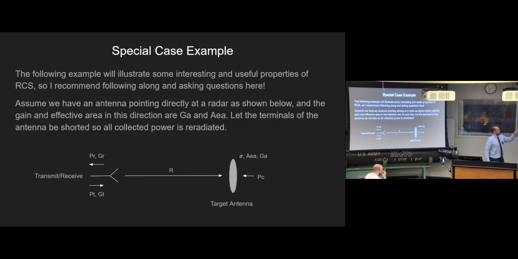The gain and the effective area of this antenna is facing directly this way. So it's perfectly perpendicular, facing on. The laser of the radar is coming in, and my hand's the perfectly flat antenna looking at it. And the terminals of this antenna, because antennas have not really a power and a ground because they're AC, but just two terminals of this antenna are shorted together. So all the collected power is re-radiated.